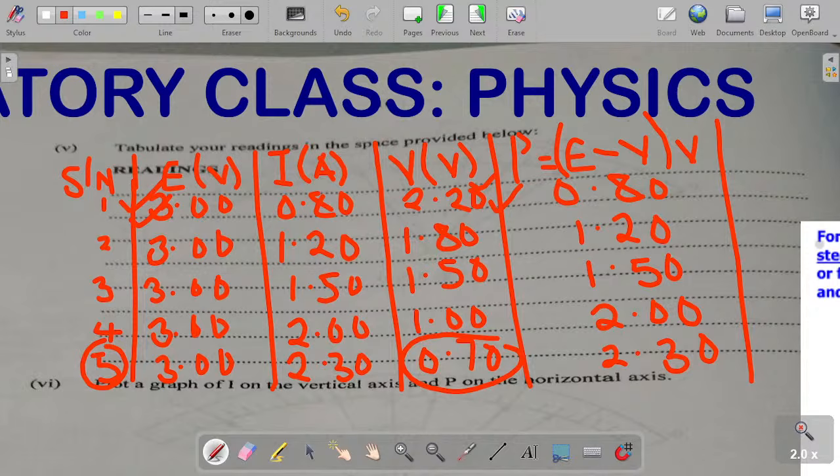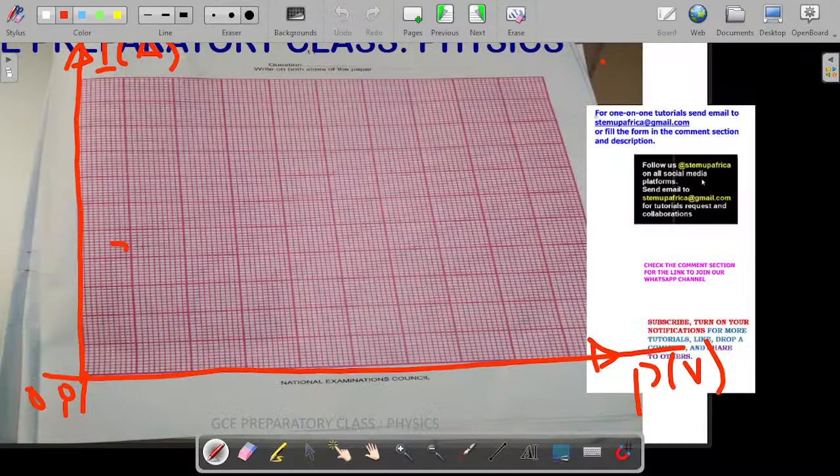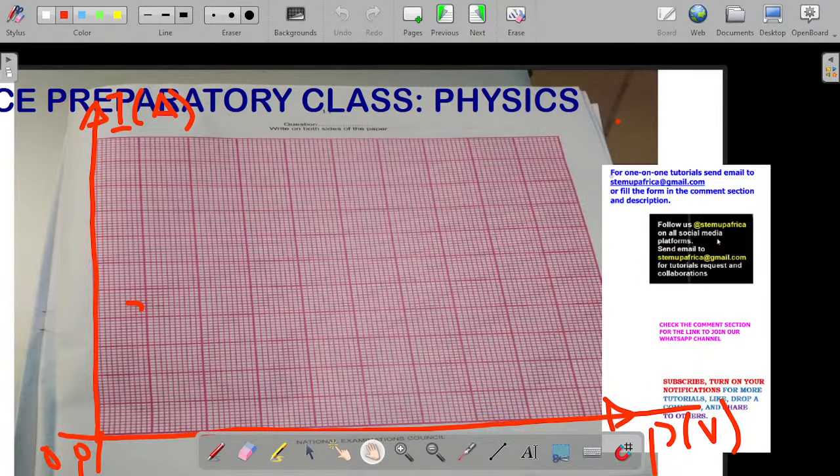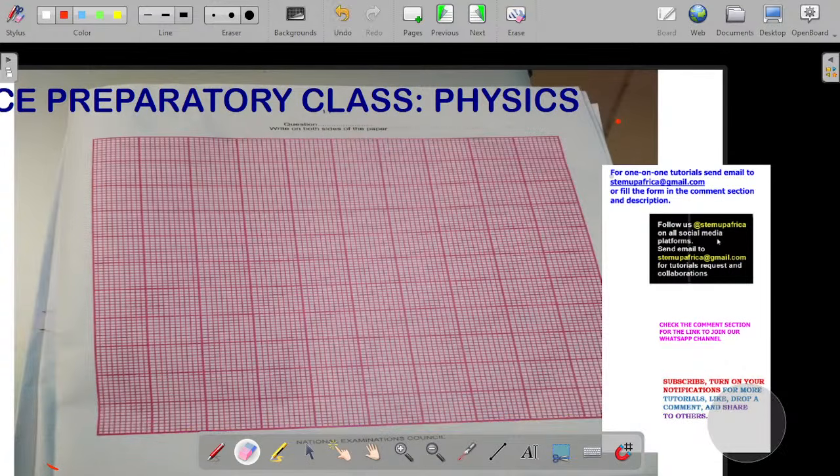Then 2, you see we are asked to plot the graph of I on the vertical axis and P on the horizontal axis. So under a real exam condition, what you do now, you open to the graph section. This is the graph section now. So you draw 2 axes. Don't rule in between. Always use the last part of the graph.